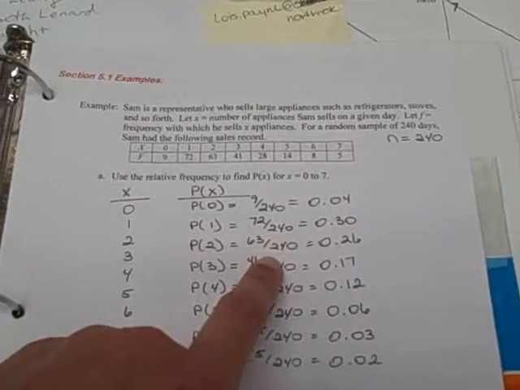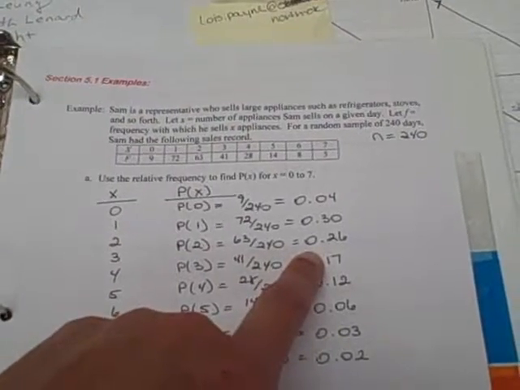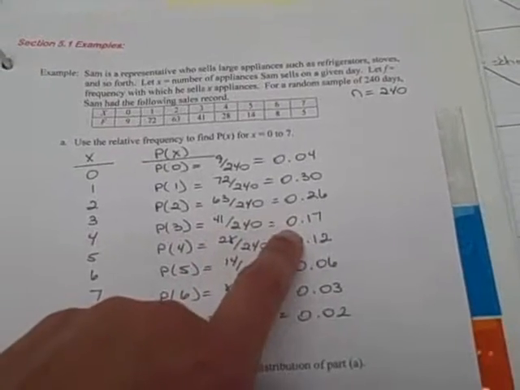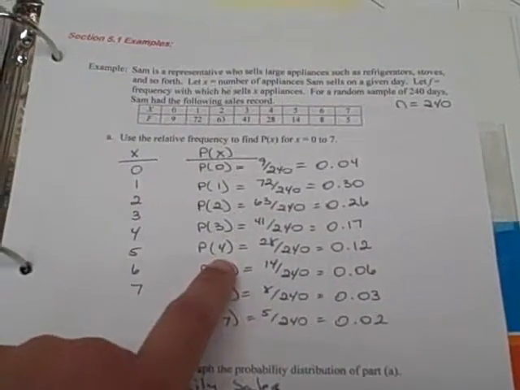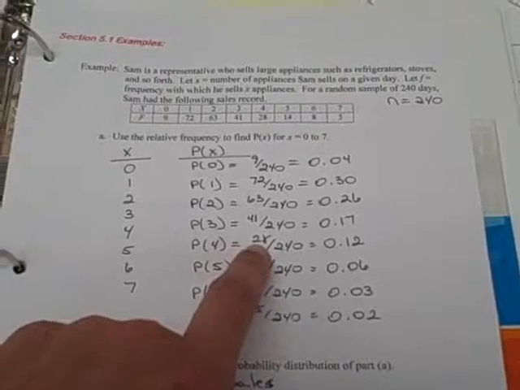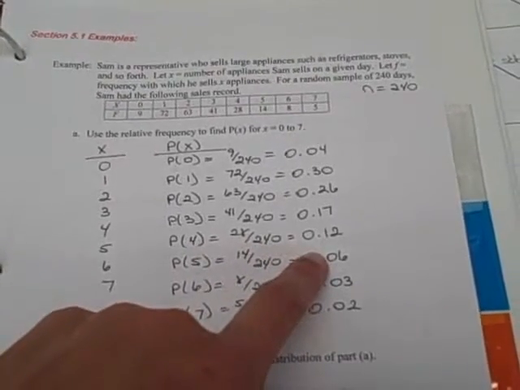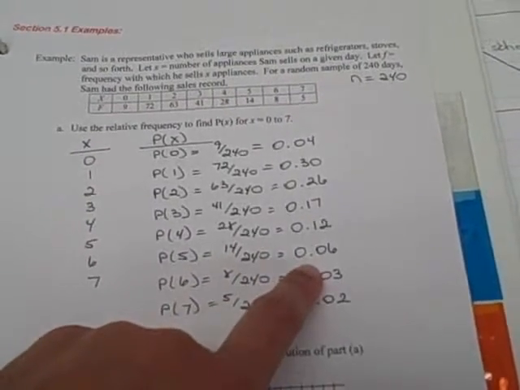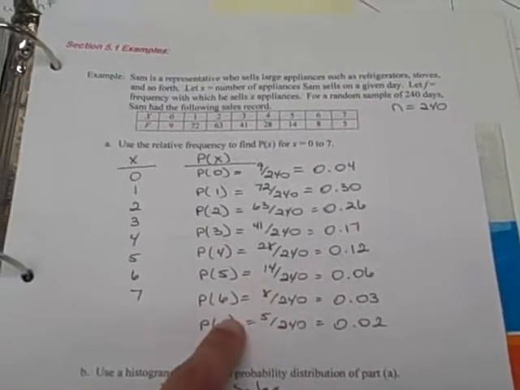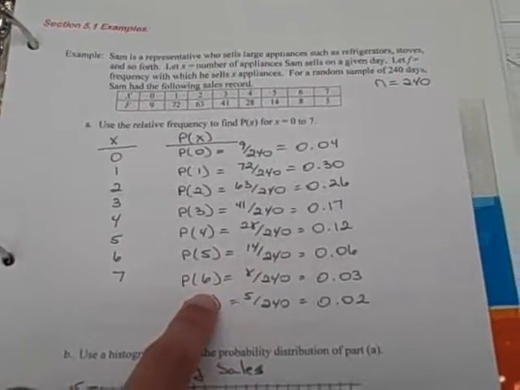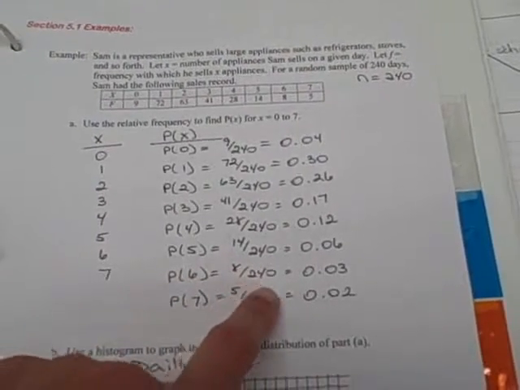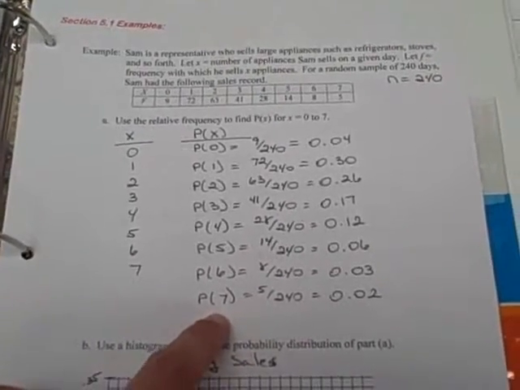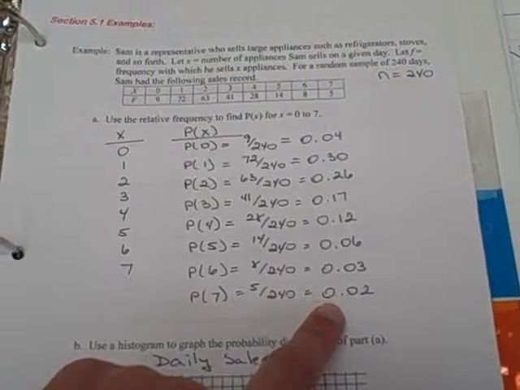The probability Sam sells 2 appliances: there were 63 days out of the 240, so 0.26. The probability of selling 3 appliances, 41 out of 240, which is 0.17. The probability of 4 appliances, 28 days out of the 240, is 0.12. 5 appliances, 14 days out of the 240, is 0.06. The probability of selling 6 appliances in a day happened 8 out of 240 days, so 0.03. And the probability of selling 7 appliances is 5 out of 240, which is 0.02.